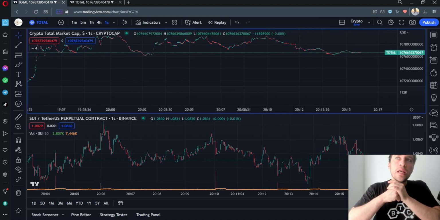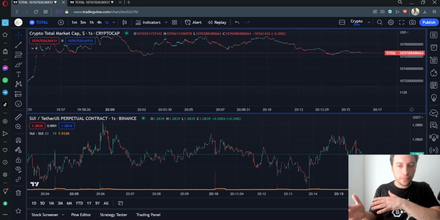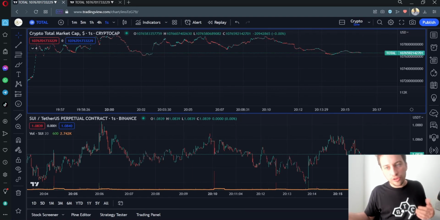But overall, if something's correlated and the market cap starts dumping, the coin you're looking at is probably going to dump as well.